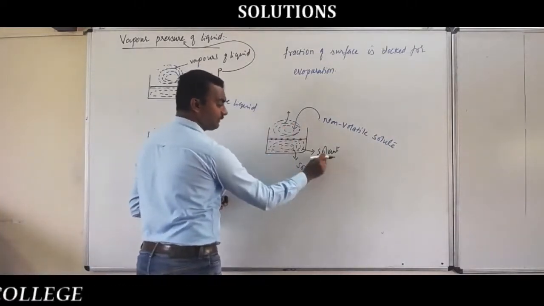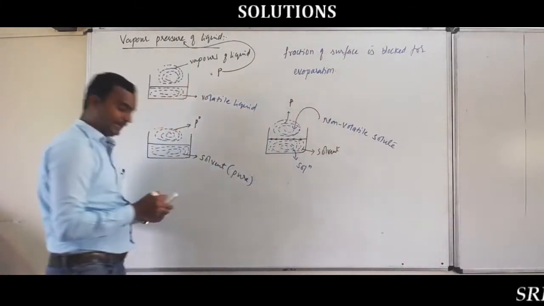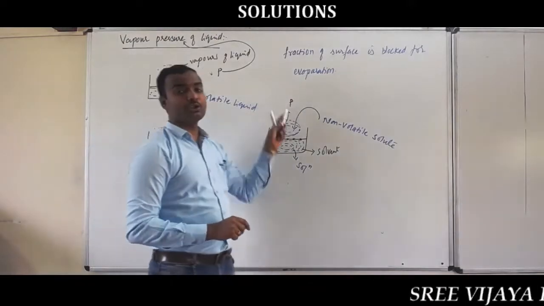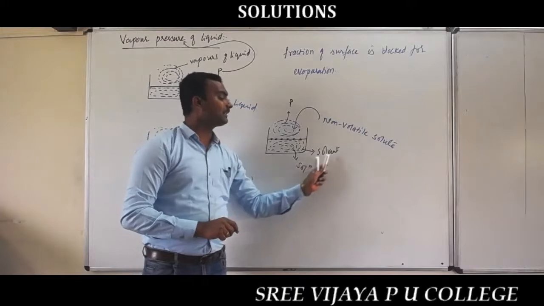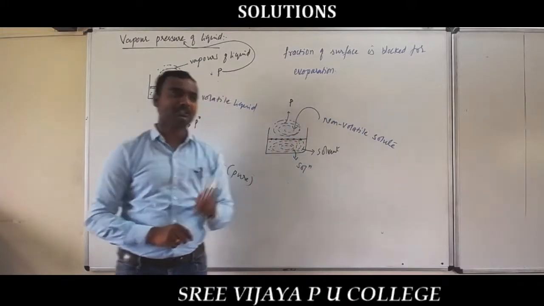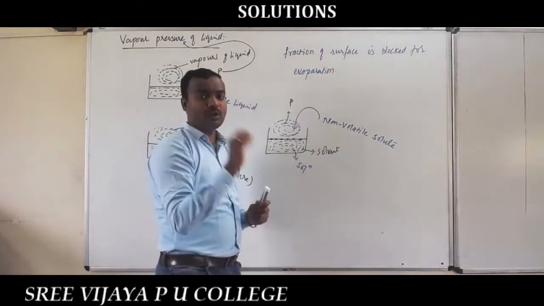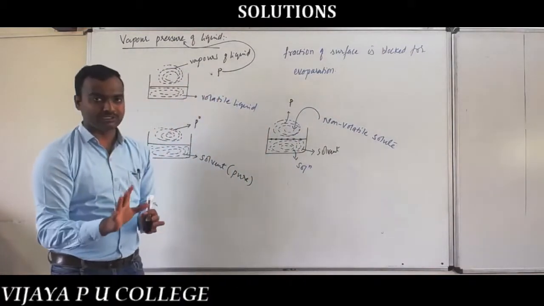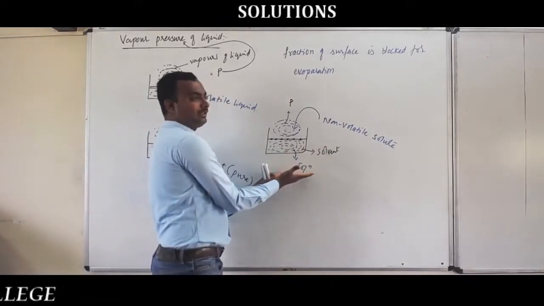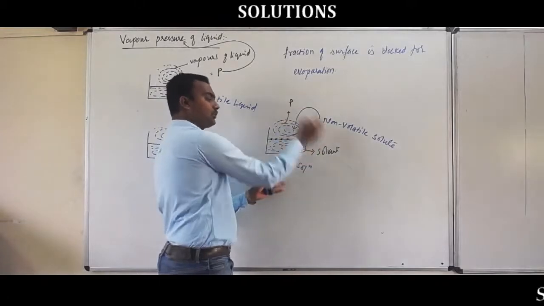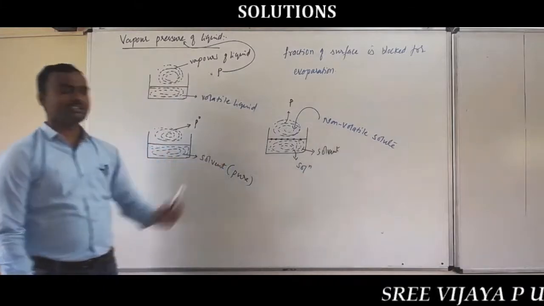the solvent molecules above the solution phase is taken as P, where P is the vapor pressure of solvent in solution. That means, the solvent vapor pressure coming from the solution, I will take as P. Sometimes you can directly say P is the vapor pressure of solution consisting of non-volatile solute. Only solvent molecules come out, never the solute, because the solute is non-volatile.